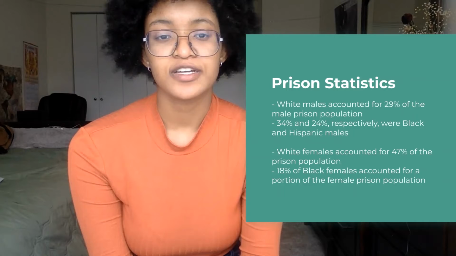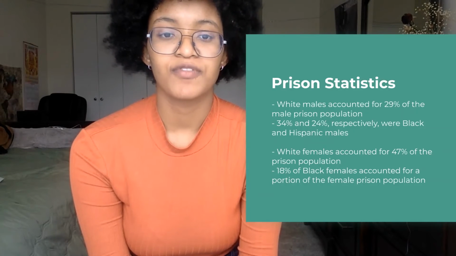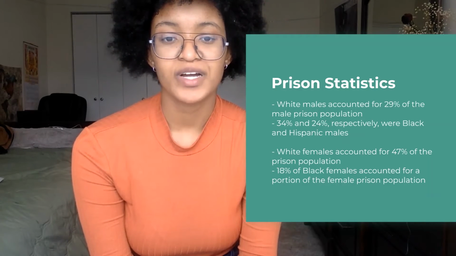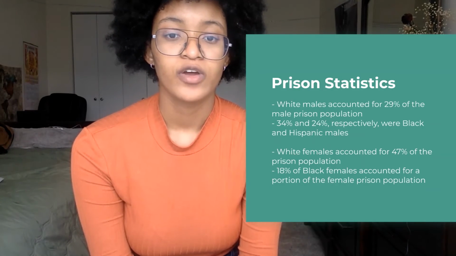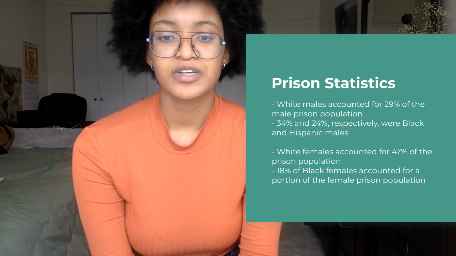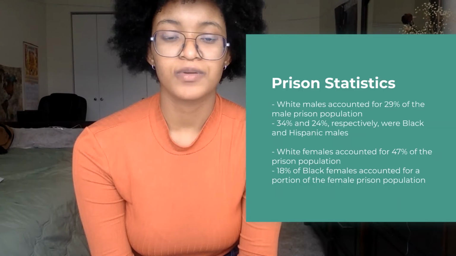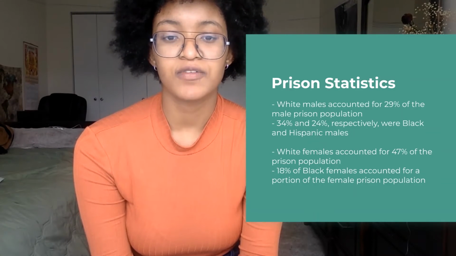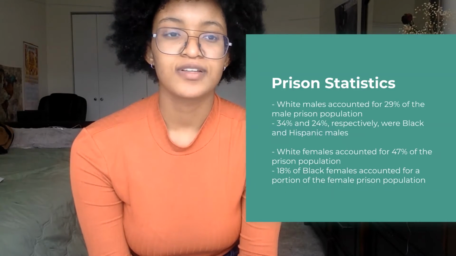In 2018, white males accounted for 29% of the male prison population, according to the U.S. Bureau of Justice Statistics. 34% and 24%, respectively, were Black and Hispanic males. White females accounted for 47% of the prison population, and 18% of Black females accounted for a portion of the female prison population. When the black population makes up approximately 14% of the U.S. population, but 52% of the prison population, there is evidently something wrong.